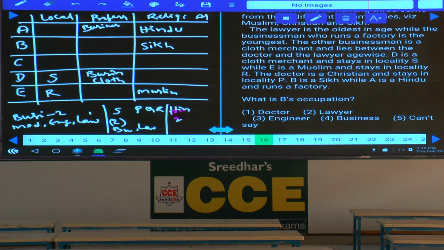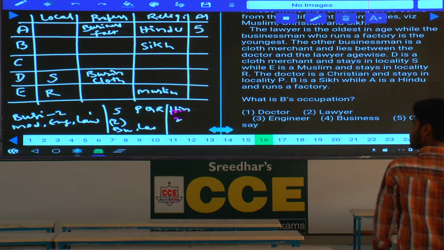Now this businessman runs a factory, and he is the youngest among all. First information is given: the lawyer is the eldest, and the businessman who runs a factory is the youngest. Clear now? Then we have one more piece of information. What is that information here?